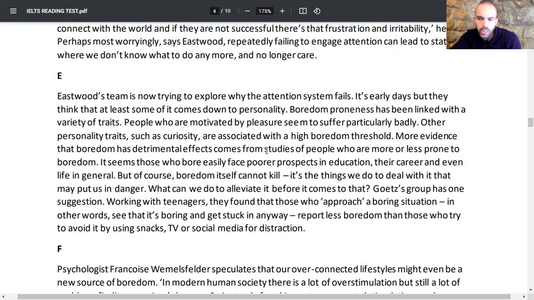Again, using the keywords here, it's stated that boredom proneness has been linked with a variety of traits. People who are motivated by pleasure seem to suffer particularly badly. So what does it mean? People who are motivated by pleasure try to achieve pleasure as an important aim in life, so they soon seem to get bored and have problems, suffering badly. So then the answer is pleasure. Pleasure is the answer.